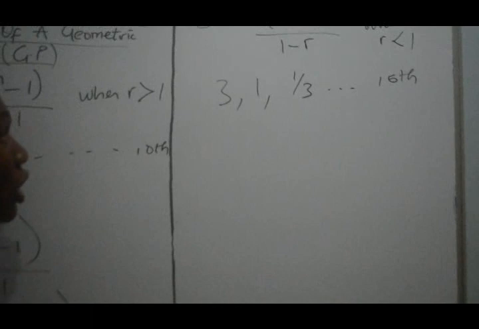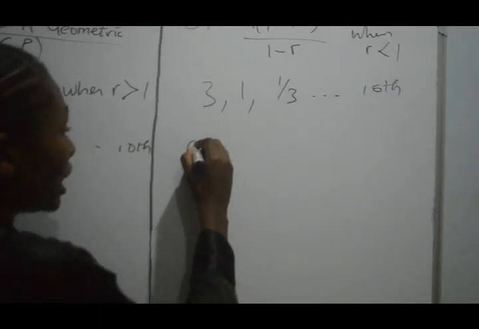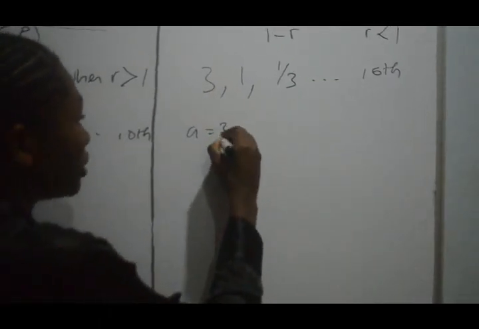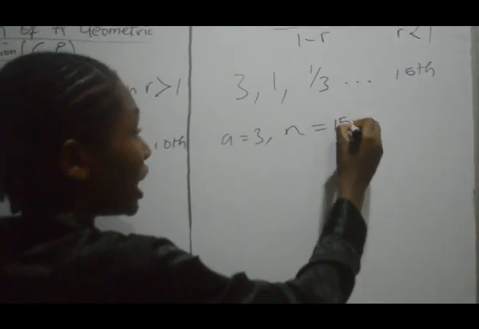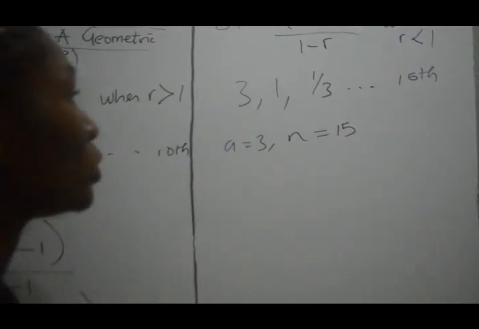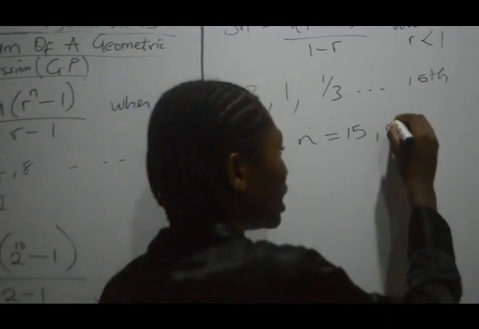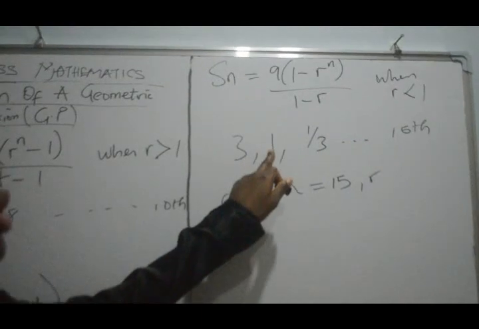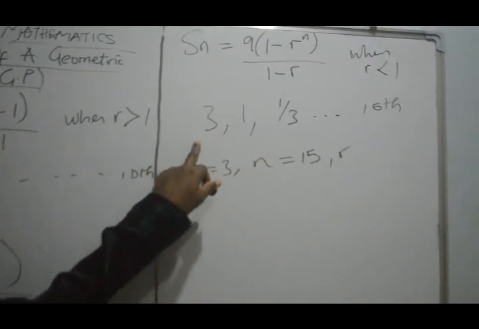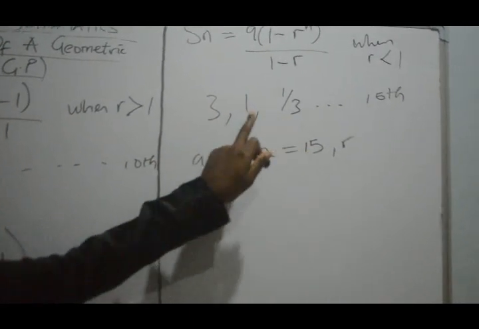So the formula will still be used, and the first thing we'll do is to find our a. Our a given here is our first term, which is 3. Our n is 15, since we want the sum of the 15th term. The next thing we are left to find is our r. Our r is equal to our second term over our first term, or our third term over our second term.